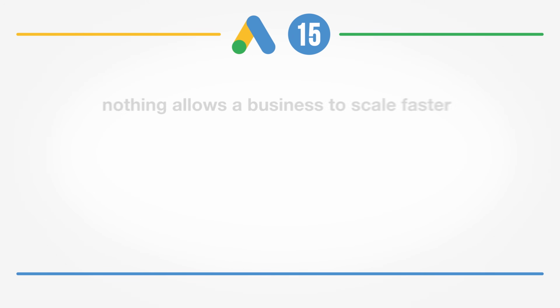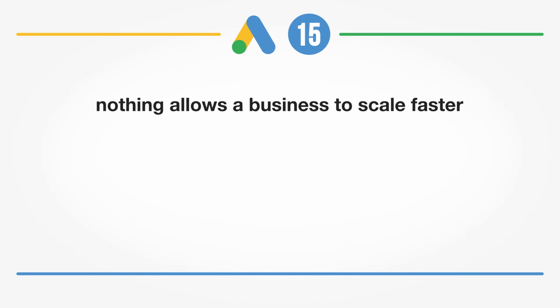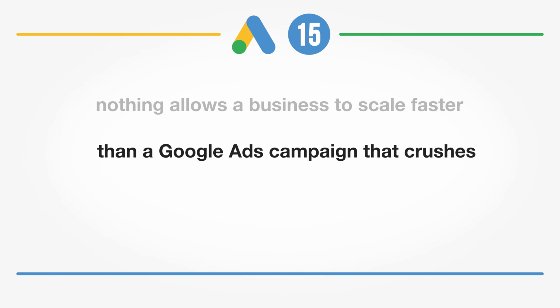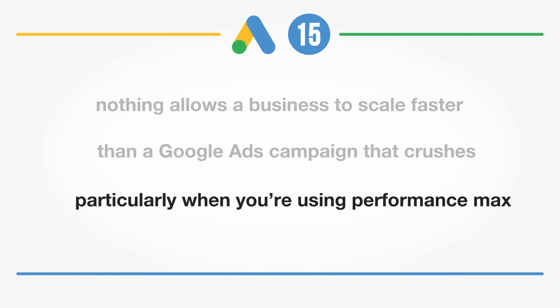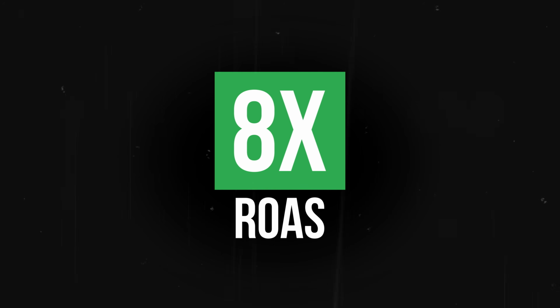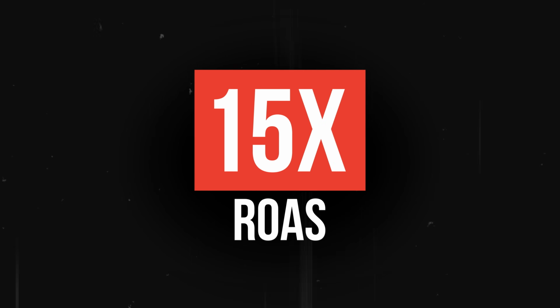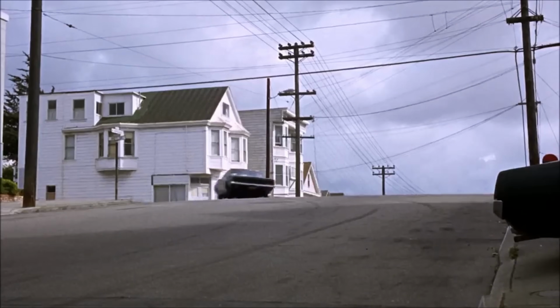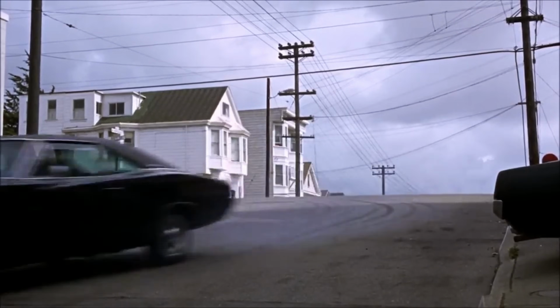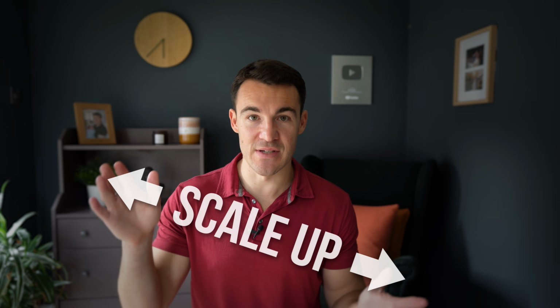Point number 15. Nothing allows a business to scale faster than a Google Ads campaign that crushes, particularly when you're using Performance Max, which obviously takes advantage of all the various places you can advertise on Google. I have seen some outstanding, some just phenomenal results where you've got campaigns, you've been optimizing, you work it out, and all of a sudden you've got an 8x return on ad spend, an 11x return on ad spend, a 15x return on ad spend, and you think, whoa, we can really just put our foot on the floor here and absolutely go for this, massively scale up.